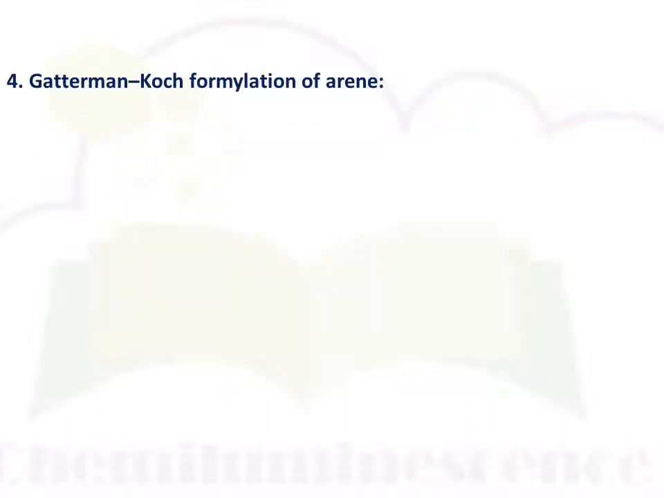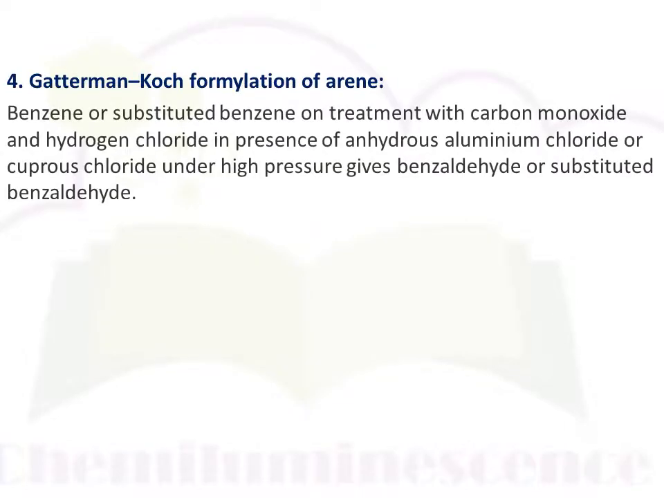Next method of preparation of aromatic aldehyde is Gattermann-Koch formylation of arene. Here arene, that is the aromatic compound, is used as a reactant. Formylation means addition of formyl group, and we know that formyl group is nothing but the functional group of aldehyde. Benzene or substituted benzene, that means any alkyl group or any other group is present on the benzene, that is called substituted benzene, on treatment with carbon monoxide and hydrogen chloride in presence of anhydrous aluminum chloride or cuprous chloride, under high pressure gives benzaldehyde or substituted benzaldehyde as a product.